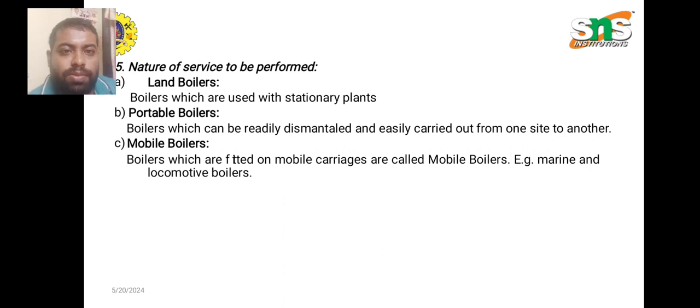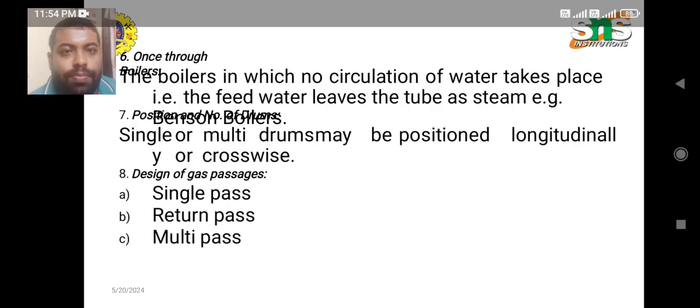Nature of service to be performed. There are three services. One is land boilers, which are boilers used with stationary plants. Next is portable boilers, which can be readily dismantled and easily carried from one site to another. Then mobile boilers, which are boilers fitted to mobile carriages. Example: marine and locomotive boilers.